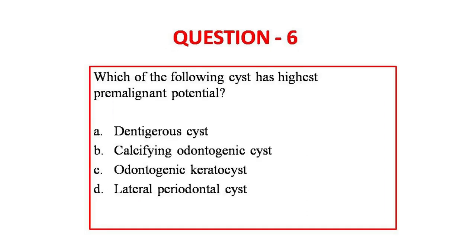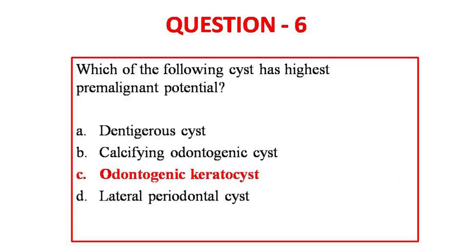So moving on to question number 6. Which of the following cyst has highest pre-malignant potential? They've given 4 options: dentigerous cyst, calcifying odontogenic cyst, odontogenic keratocyst, and lateral periodontal cyst. The answer to this question is odontogenic keratocyst.